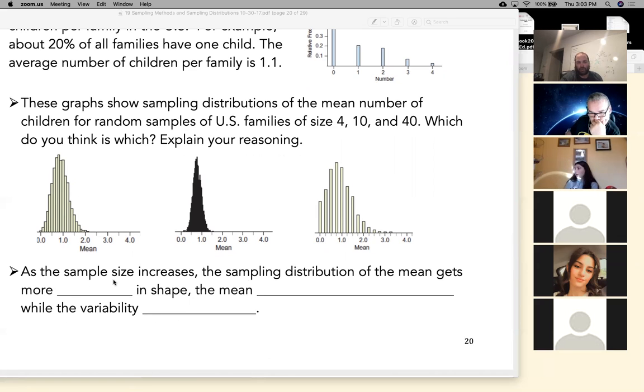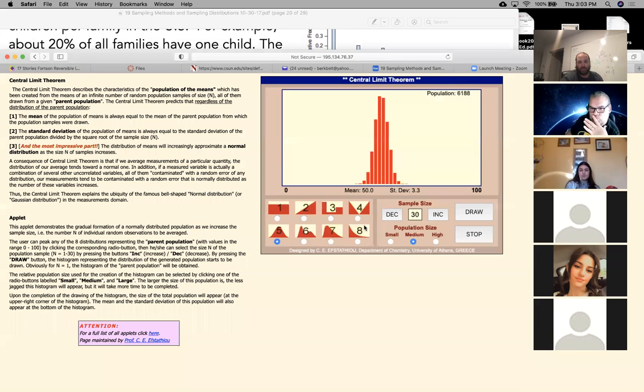So let's go through that one. As the sample size increases, the sampling distribution of the mean gets more what? Let's go back to this one here. Let's look at a really weird one. Which of these 8 is the weirdest shape distribution in your opinion? Which of those is the weirdest? Let's just pick one that's weird. Let's go with 6.